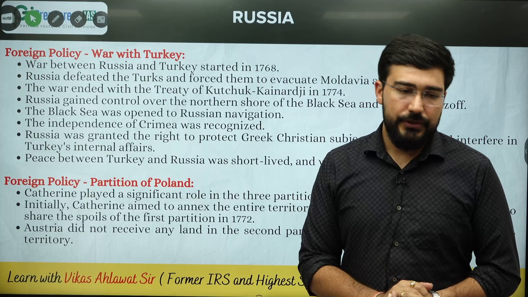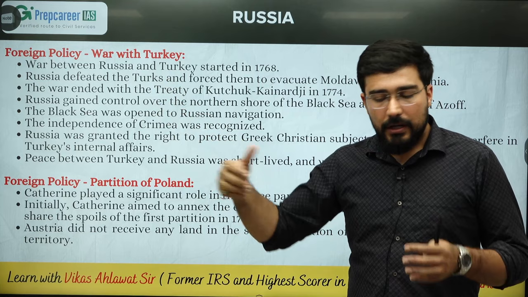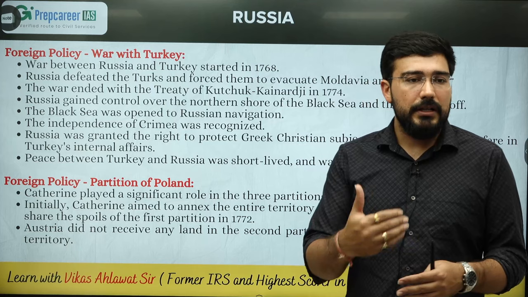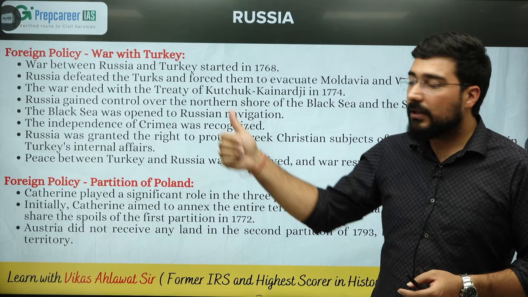So Turkey was ruled by the Ottomans. Since the 13th century, the Ottomans were creating their empire. They had reached their zenith by the 16th and 17th century, and all of us say they were contemporaries of the Mughals. By the early 18th century, Turkey was on the decline. We'll discuss Turkey, or the Ottomans, also.